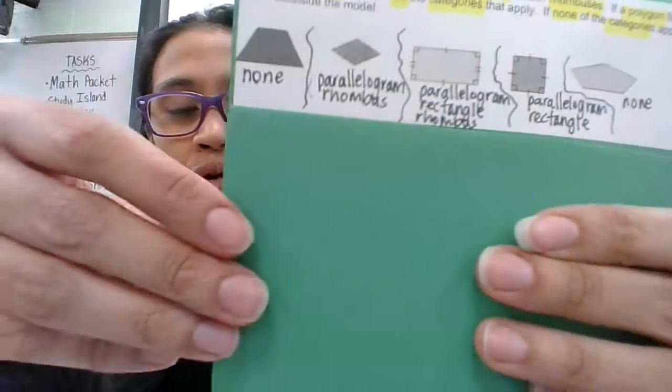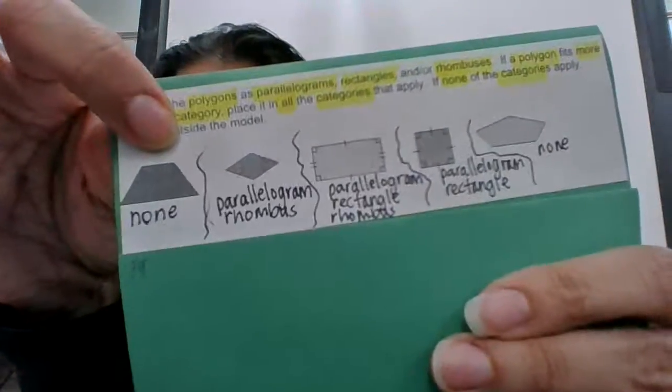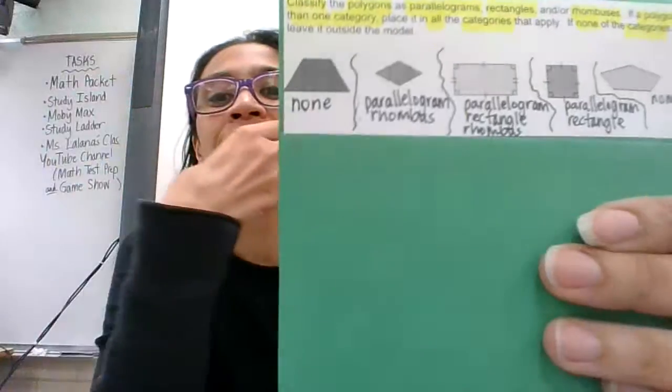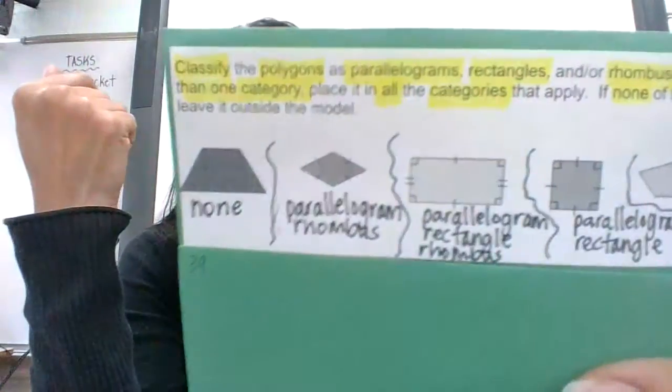So like I said, two ways you can do it. You can either draw the shapes like that and write down their categories. So the first one, that doesn't apply to anything. It's not a parallelogram. It's not a rectangle. It's not a rhombus. It's a what? Well, it's a quadrilateral and a trapezoid.